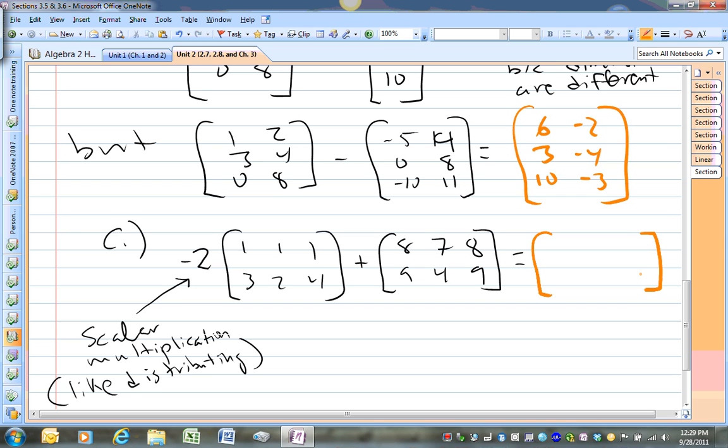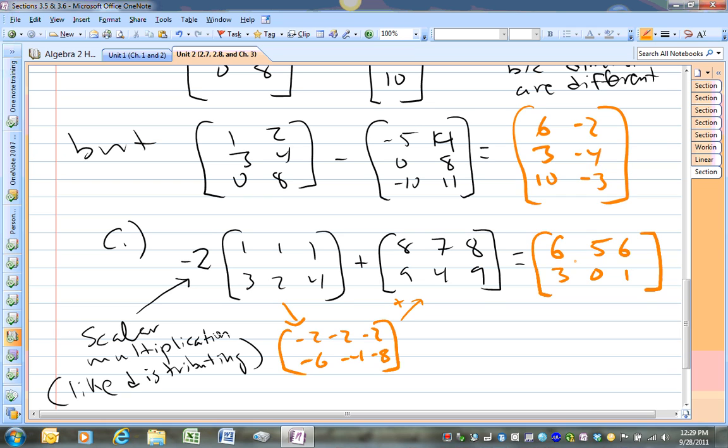I believe you get the following. This right here is negative 2, negative 2, negative 2, negative 6, negative 4, negative 8. Then add it to this guy, which would be 6, 5, 6, 3, 0, 1. So again, pretty simple.